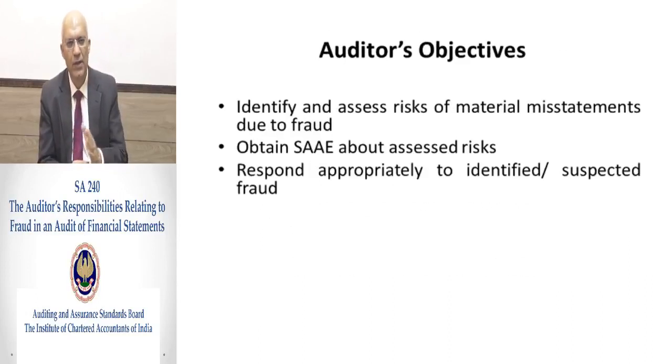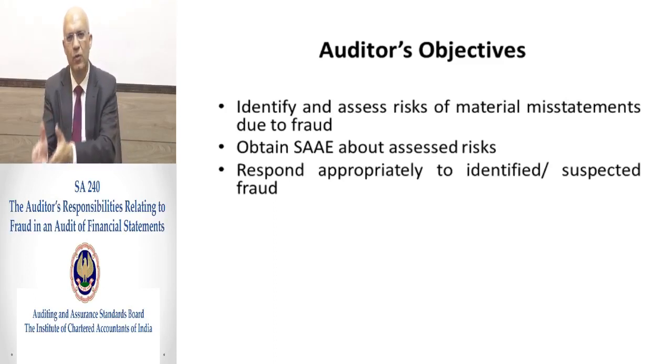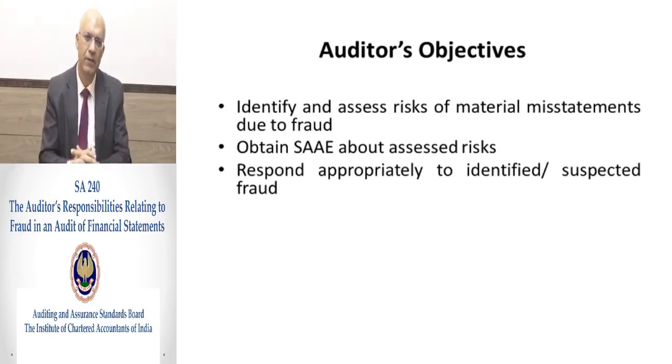So coming to the objective: the auditor's objectives, specifically in this standard, are to identify and assess the risk of material misstatements due to fraud, obtain sufficient appropriate audit evidence, that is what SAE means, about the assessed risks, and then respond appropriately to identified and suspected fraud. So in line with what we do as far as SA 300 and 315 are concerned, we will apply that specifically to SA 240.